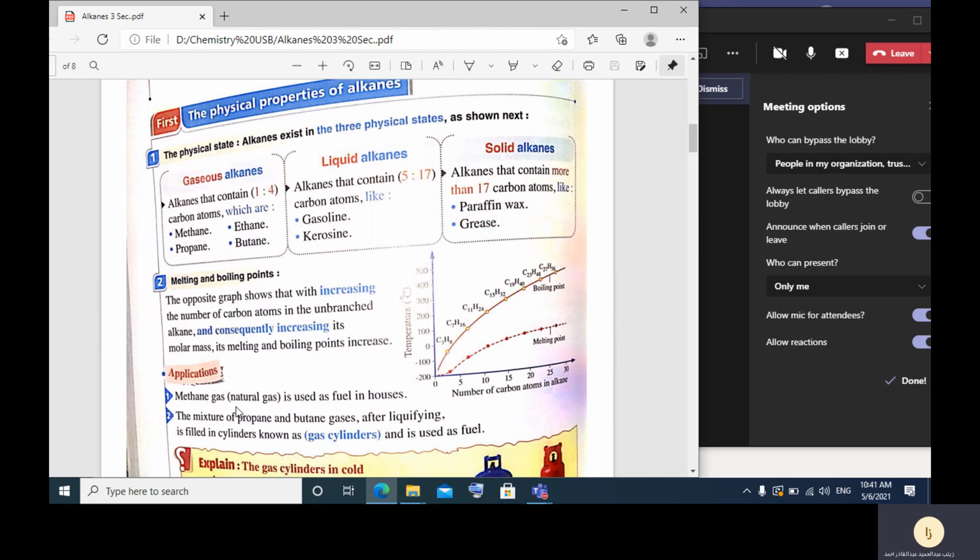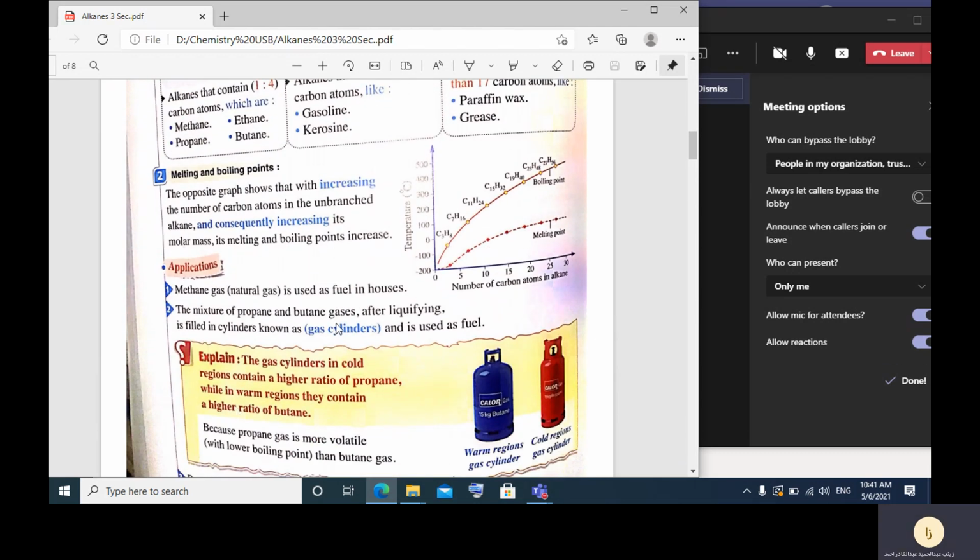An example, methane gas is a natural gas. The natural gas is used as a fuel in houses. The mixture of propane and butane gases after liquefying is filled in cylinders known as gas cylinders, and it is used as a fuel.